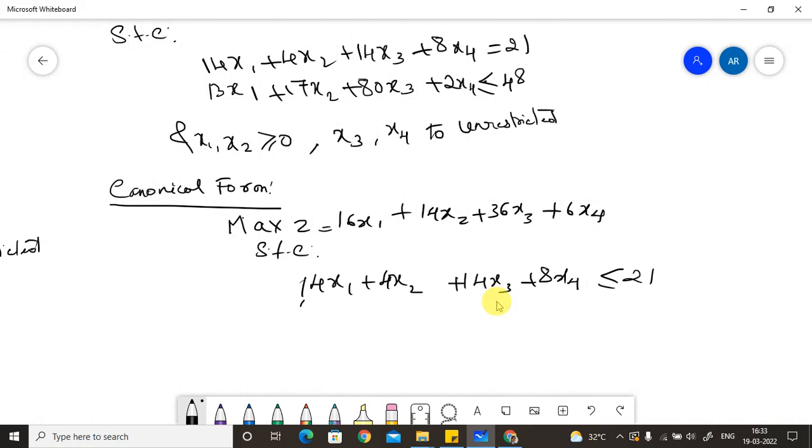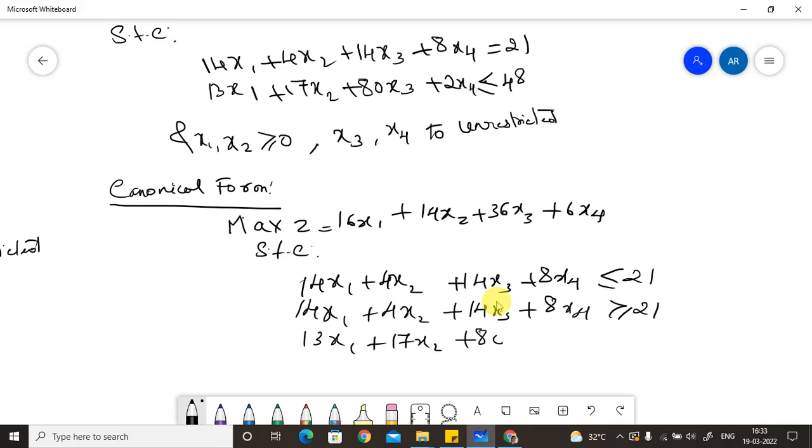Another, 14x1 plus 4x2 plus 14x3 plus 8x4 greater than or equal to 21. Then 13x1 plus 17x2 plus 80x3 plus 2x4, that should be less than or equal to 48. Okay, now the first one is okay, the last one is okay, but the second one is not okay, right?